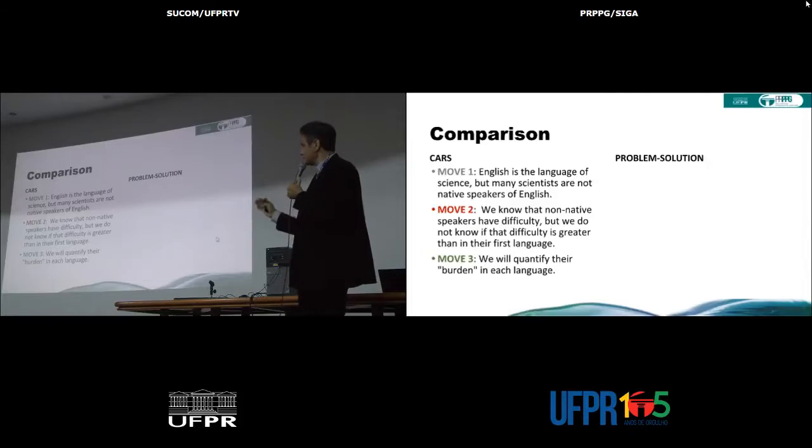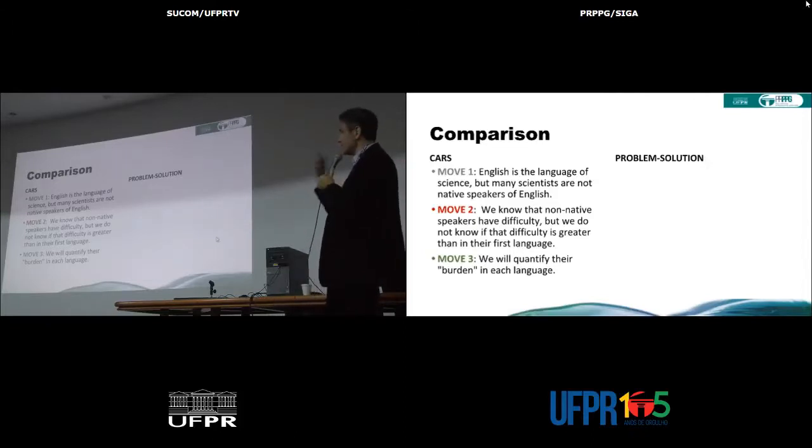So to compare, under CARS you have move 1: English is a language of science, but many scientists are not native speakers of English. Move 2: we know that non-native speakers have difficulty, but we do not know if that difficulty is greater than in their first language. And move 3: we will quantify their burden in each language. Establishing territory, establishing niche, occupying the niche.